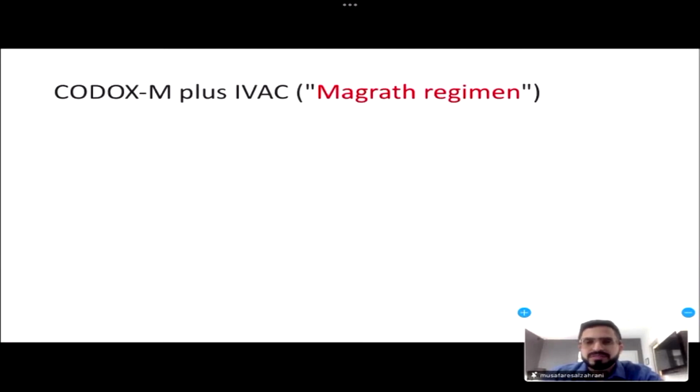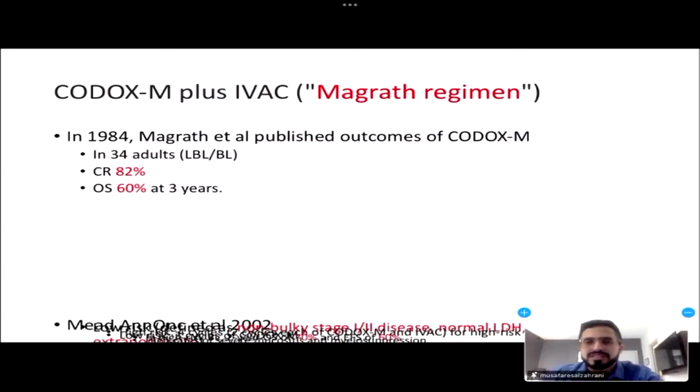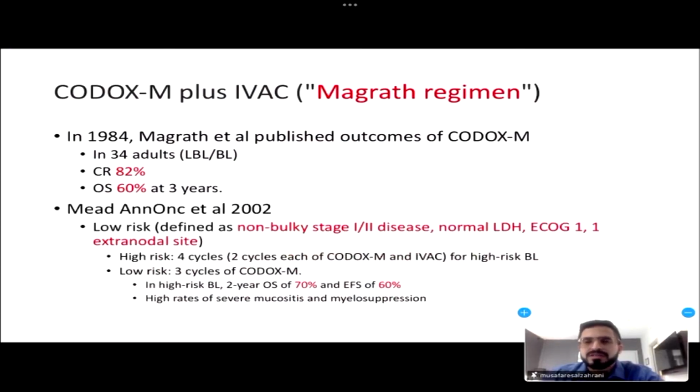So first of all, the McGrath regimen, the famous regimen, was initially presented in 1984 by McGrath in a small number of patients with Burkitt lymphoma and lymphoblastic lymphoma, achieving a very good CR of 82% and overall survival at 3 years of 60%. Later on, there were many modifications of this McGrath regimen. One of them is the modified version.